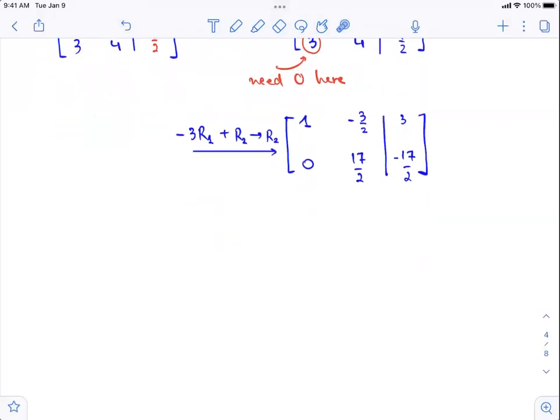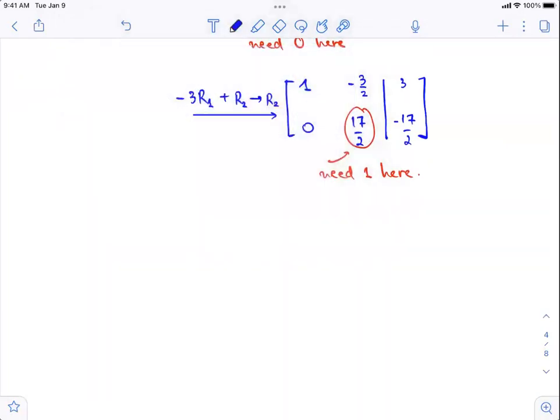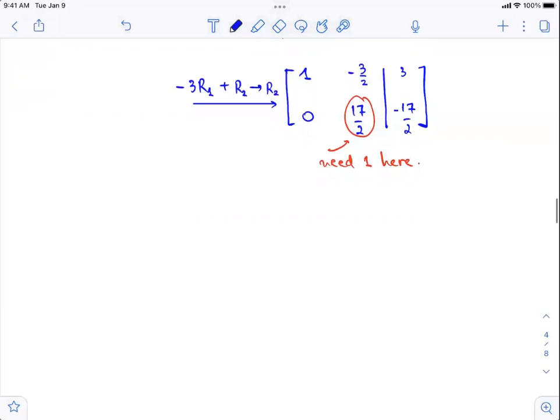Now, we have the leading one in the first row, and the entry below that is 0. So we're good with that particular case. Now for the second row, I need a leading one here. So how to turn that into a 1? Very simple. You multiply by a non-zero constant, 2 over 17, to obtain the leading one. So 2 over 17 times row 2 to create a new row 2.